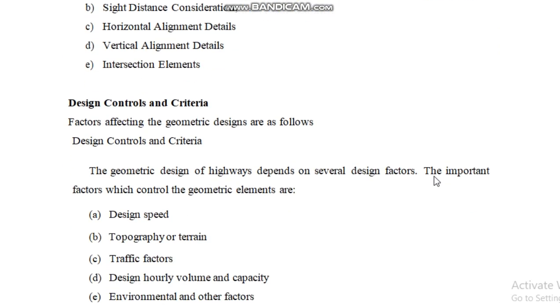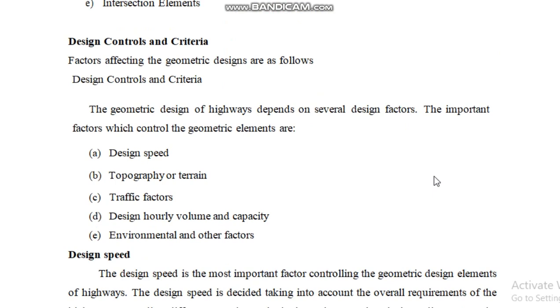Now, what are the factors that are going to affect the design of highway geometry? The major classification is on speed, that is specifically called the design speed, then topography, which can also be called terrain, then traffic factors, design hourly volume and capacity, and then environmental factors. These are the major factors that will influence the highway geometry. It means they will be the reason for change in some geometrical parameters of a highway.